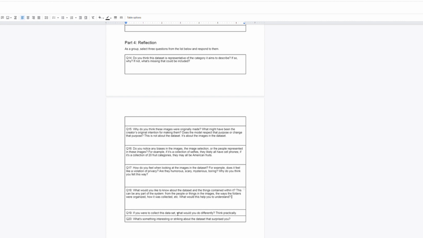Question 19 is, if you were to collect this data set, what would you do differently? Think practically. This is about how you would organize the information based on some of the stuff you've thought about by going through this exercise, right? Using the reflections you've taken, what would you do differently about building this data set? So I know, for example, that if I were building a garbage recognition data set, I would use pictures of garbage. That's what I would do differently.